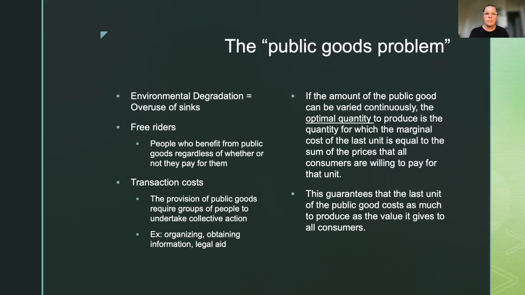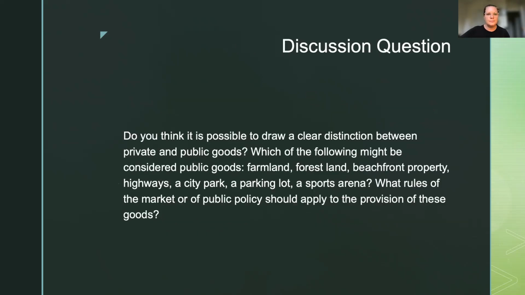Unfortunately, the provision of public goods often requires a lot of people to come together to take collective action. This means there are high transaction costs. So we usually have to organize, obtain information, get legal aid. This is why we have to push Congress to make these decisions on behalf of all of the American people.